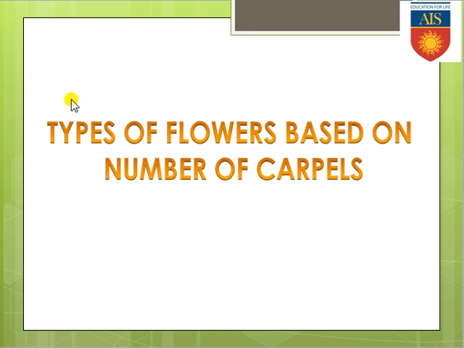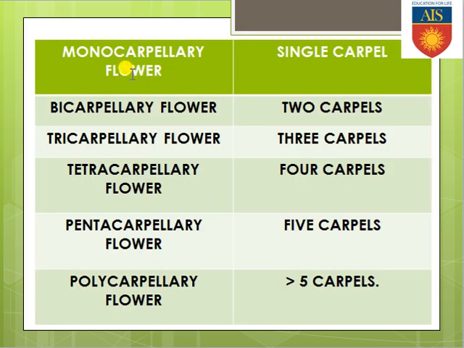In the next slide you can see types of flower based on the number of carpels. So here we will be discussing the carpel, based on their association or their number, how many types of flower we can see. First of all, if a single carpel is present in the flower, obviously that will be called monocarpellary. Bicarpellary flower means they are having 2 carpels.